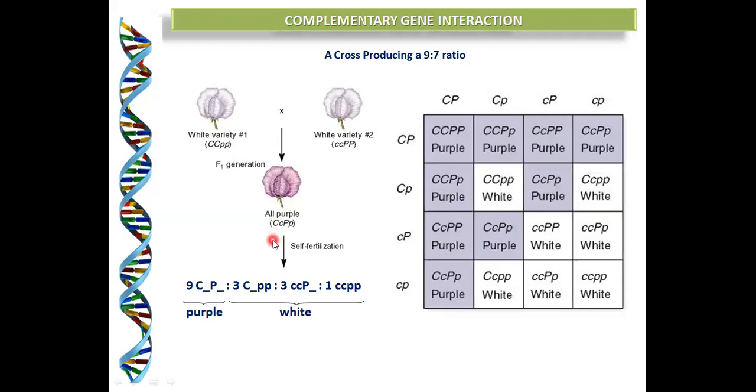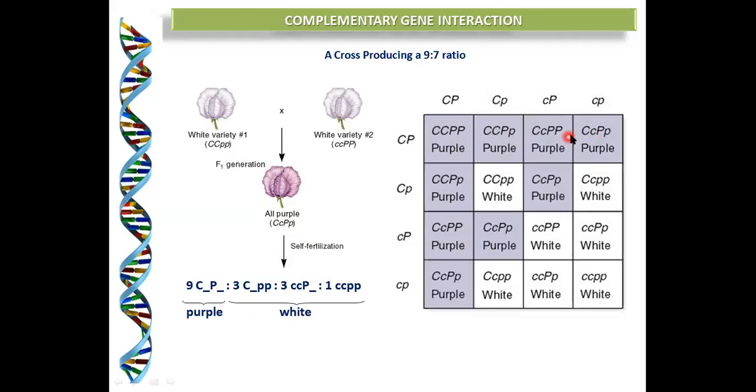Now in this F1 generation, capital C and capital P have come together. As they come together, they interact with each other and give purple color flowers, because enzyme C and enzyme P are produced. When they are allowed to self-pollinate, in the F2 generation we get 9 purple flowers and 7 white color flowers.